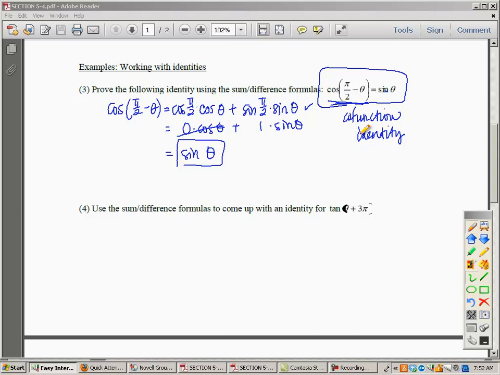All right, number 4 says come up with an identity for the tangent of theta plus 3 pi. So we're going to use the sum formula for tangent, and our goal is to be able to then write an identity when we're done. So theta plus 3 pi, let's stick it into our tangent formula. So our tangent formula says add the two tangents together and divide by 1 minus their product.